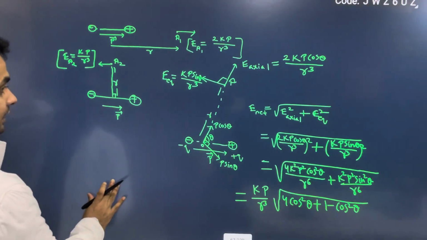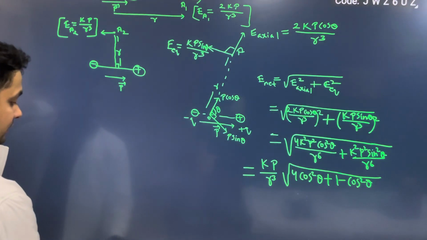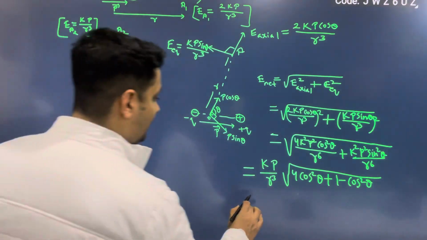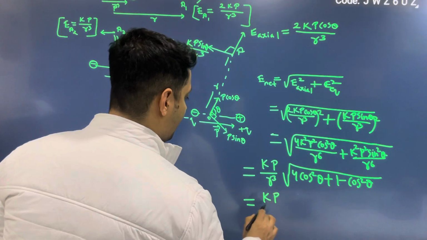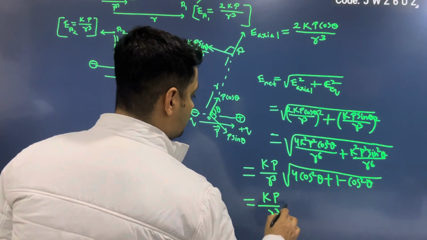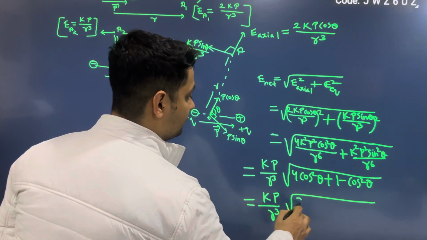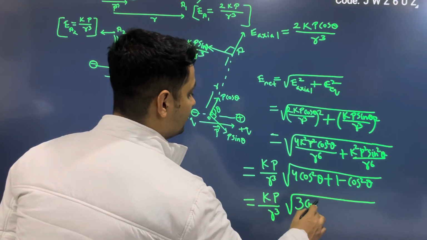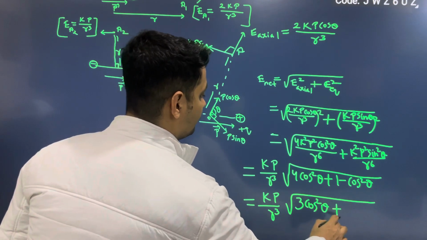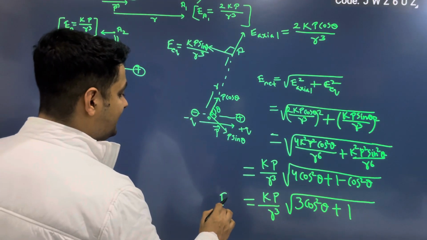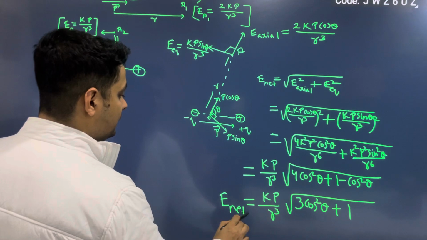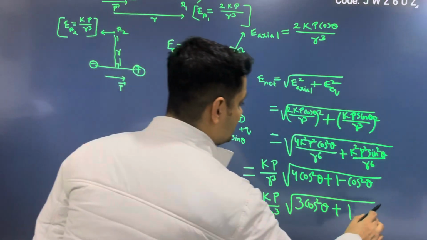So finally we can write it as kp by r cubed root under 4 cos square theta minus cos square theta, which is 3 cos square theta, plus 1. This is what? E net. E net due to an electric dipole at any general point.